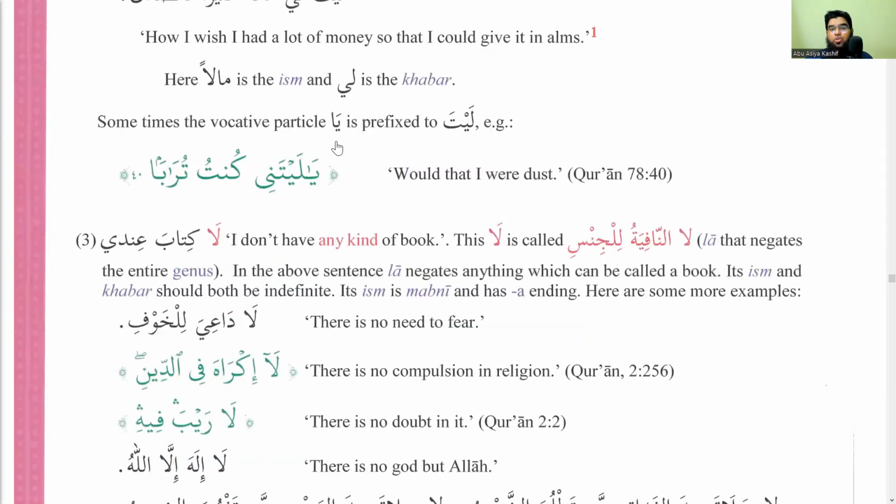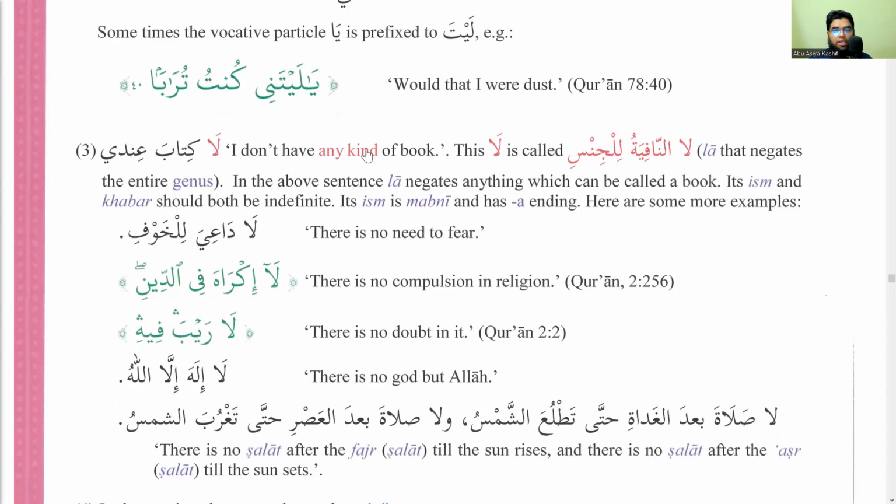And sometimes ya is also used with layta to show something like a lot far away, right? Ya laytani. To show that it's impossible, kind of more emotional. Like Allah said in the Quran, the person will say, Ya laytani kuntu turaba. How I wish that I were dust. Like he'll see some animals, they'll become dust. Some mufassir say, because animals will also be resurrected, right? And the sheep and all that.